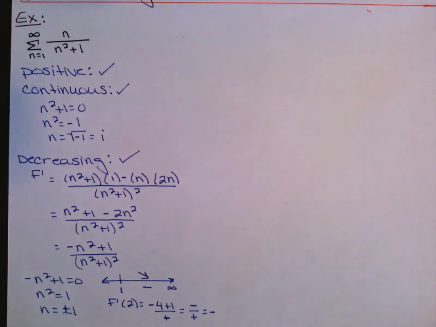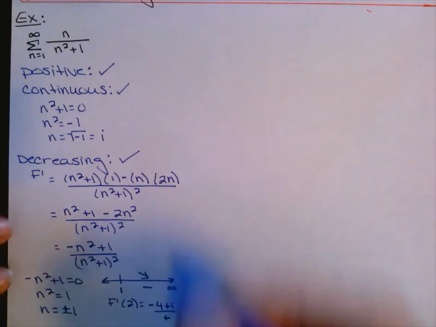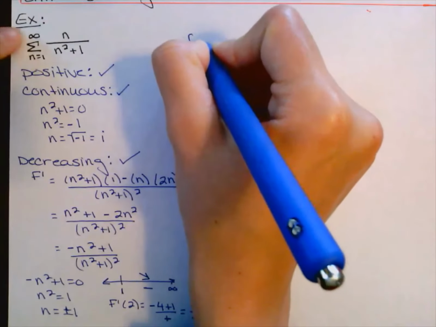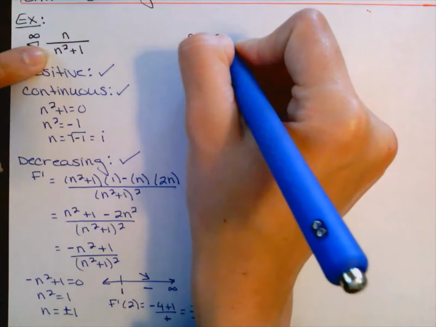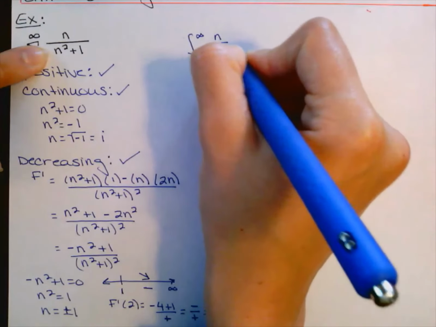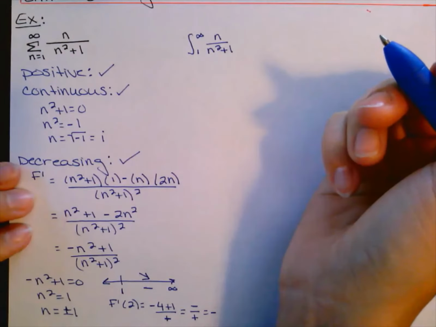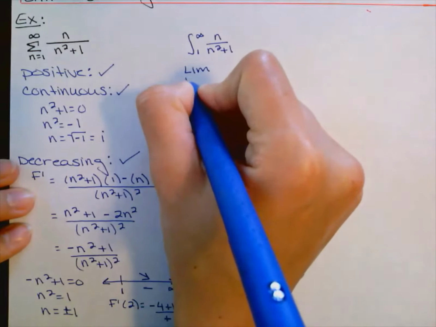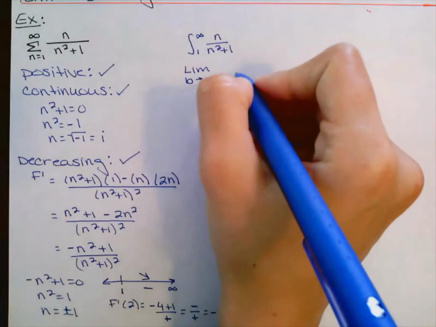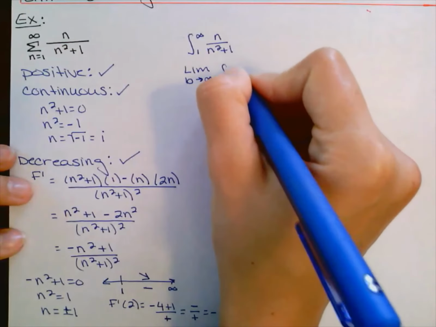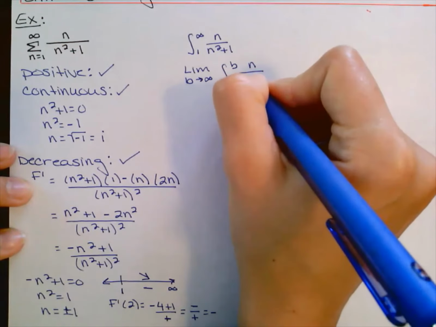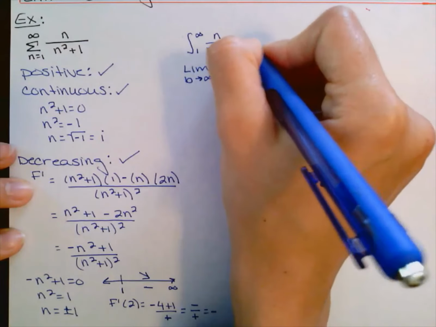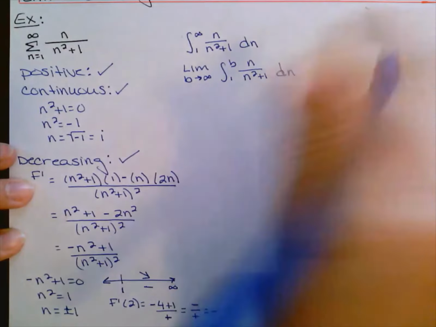Now that those 3 have come out positive, continuous, and decreasing, I can go ahead and do my work of testing my infinite integral from 1 to infinity of n over n squared plus 1. I learned in my previous BC chapter that I need to rewrite this as the limit as b approaches infinity of the integral from 1 to b of n over n squared plus 1. And I forgot my little notation here, dn, right? Because n is my variable.